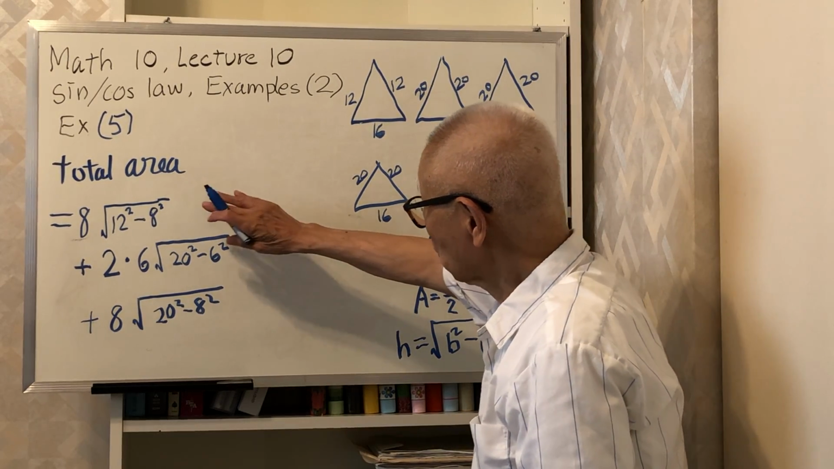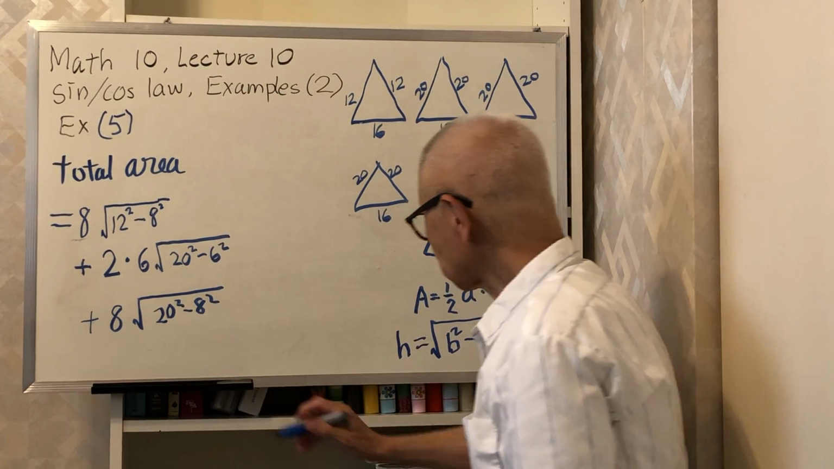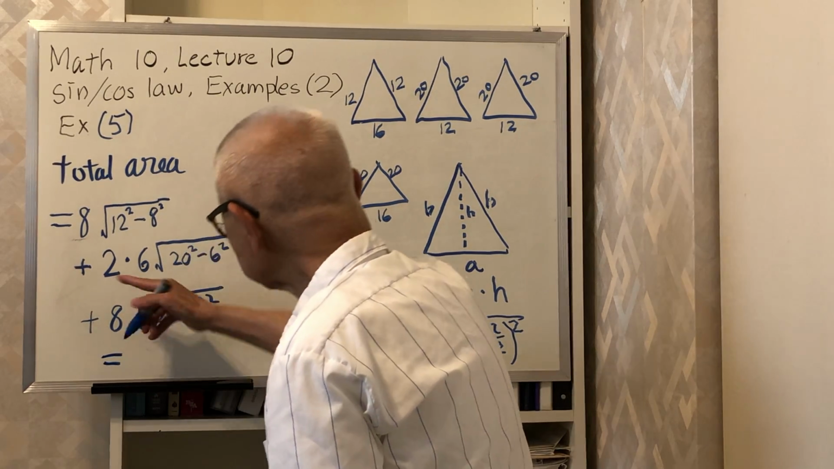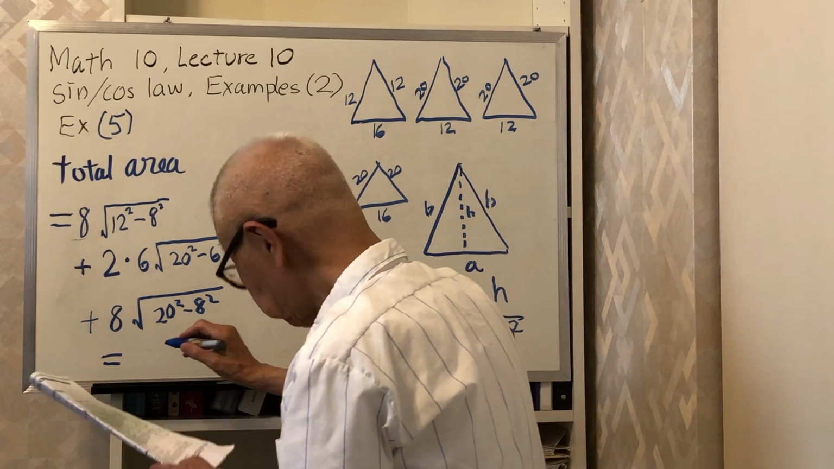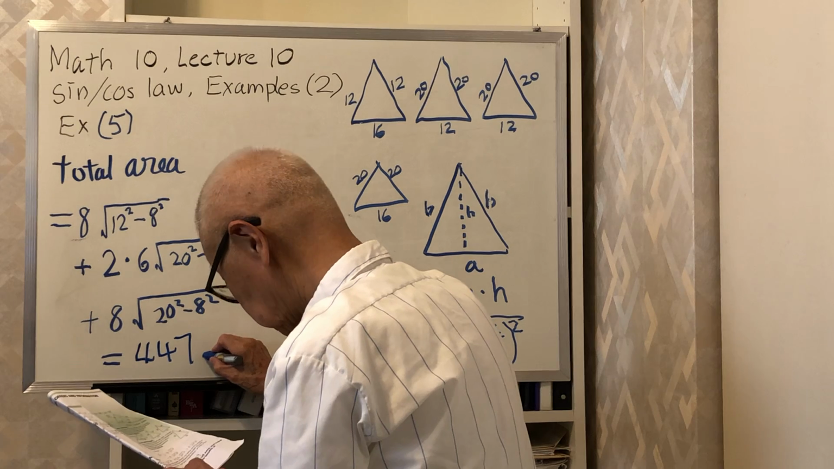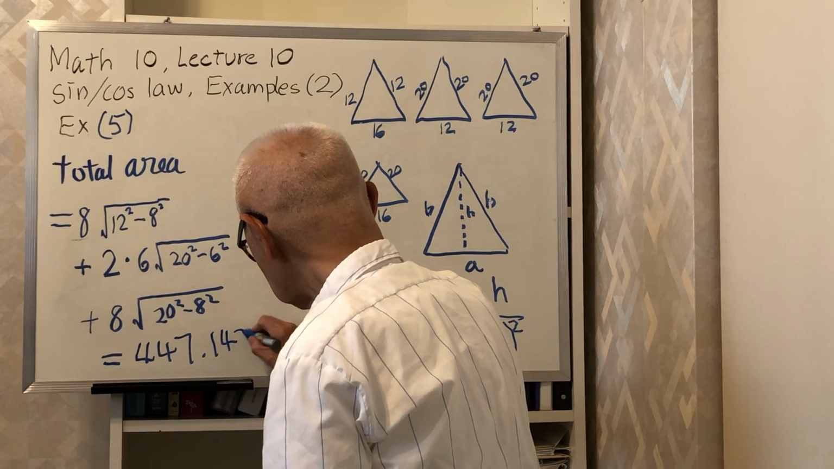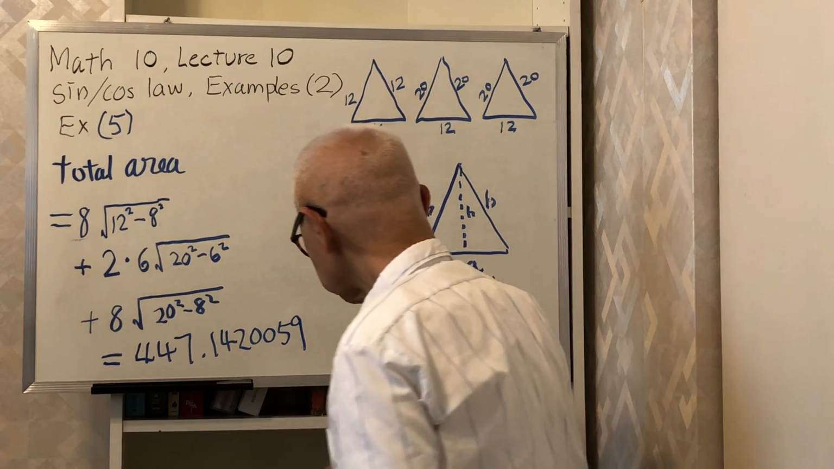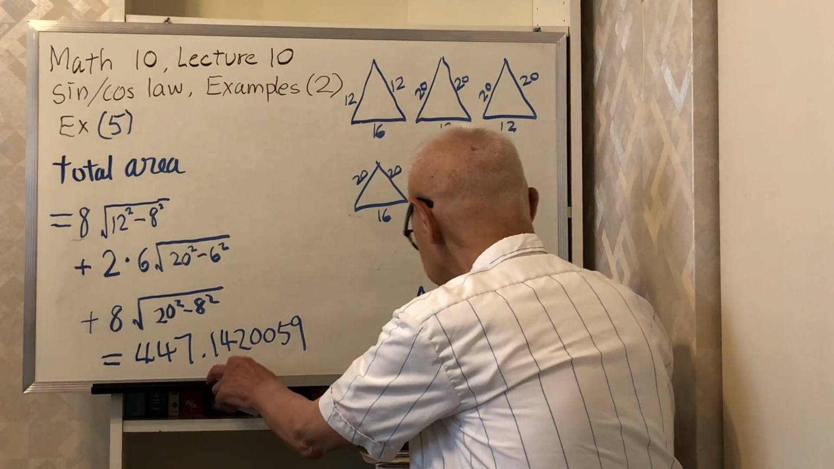4 triangles. 1, 2, 3, and 4. So my final answer, use your calculator. This is easier to do in one step. So use your calculator so you have the answer now. Okay, this is your answer. Final answer.